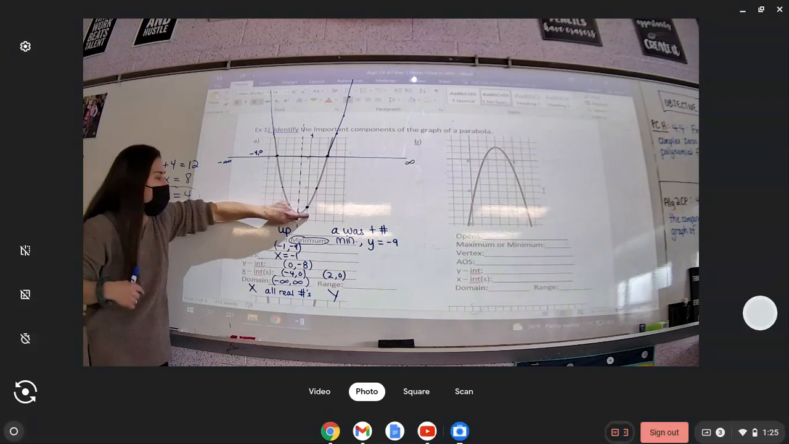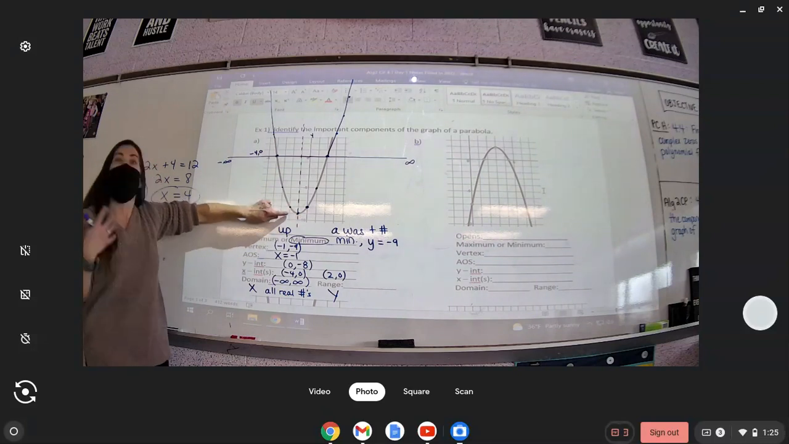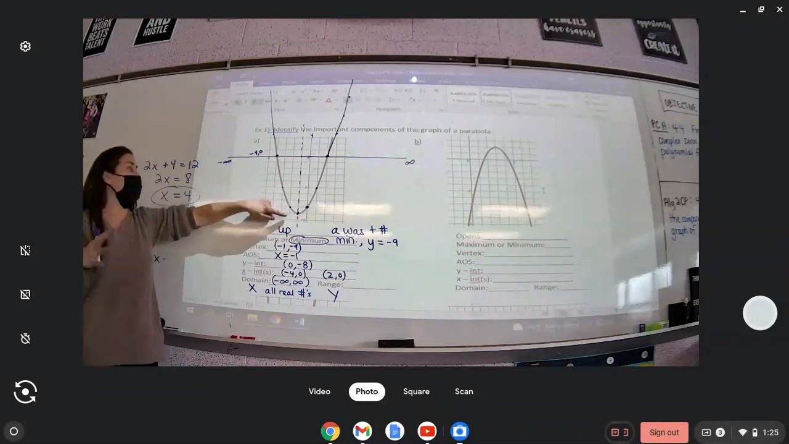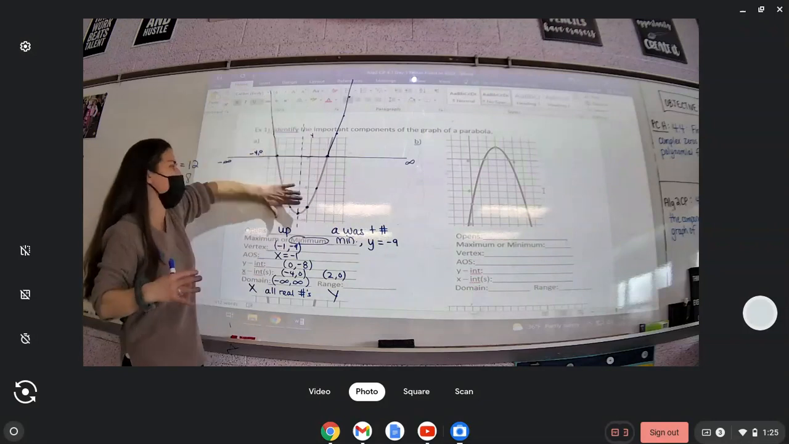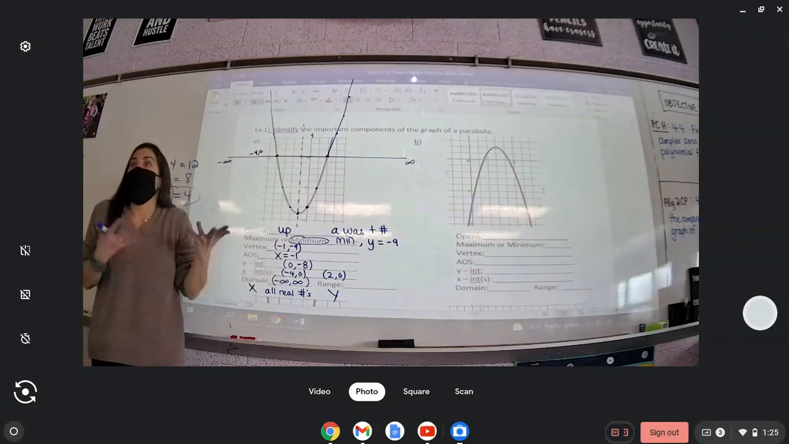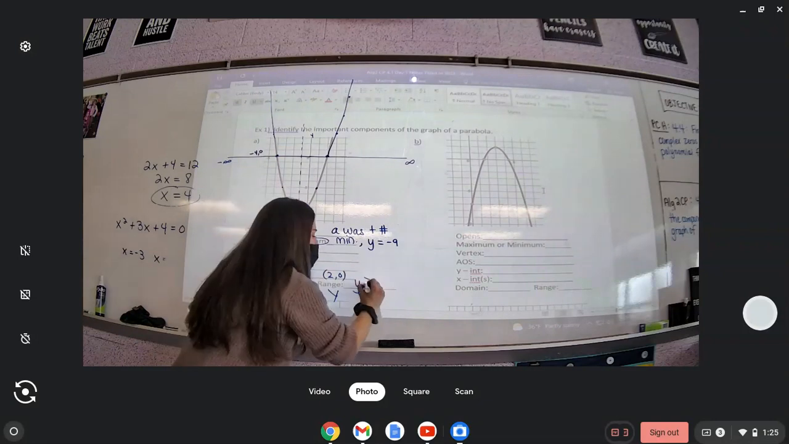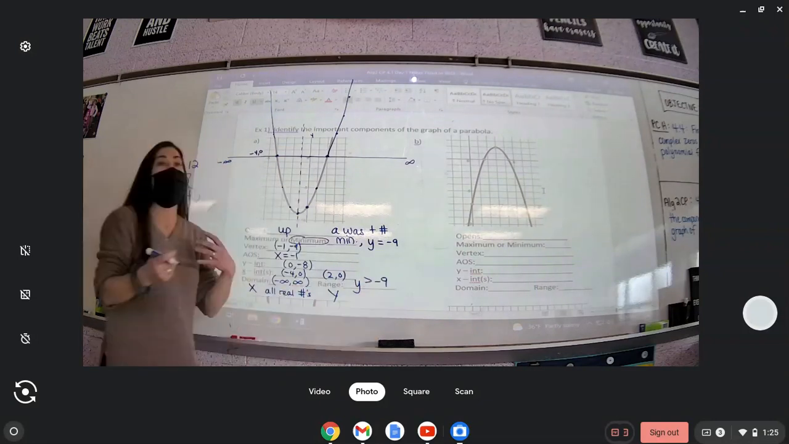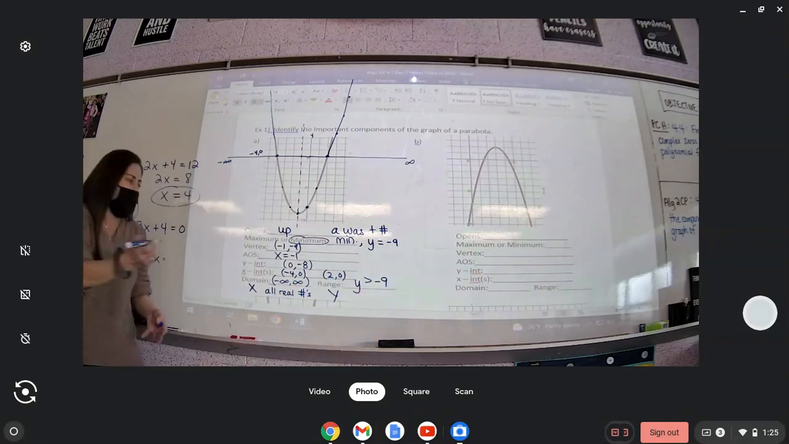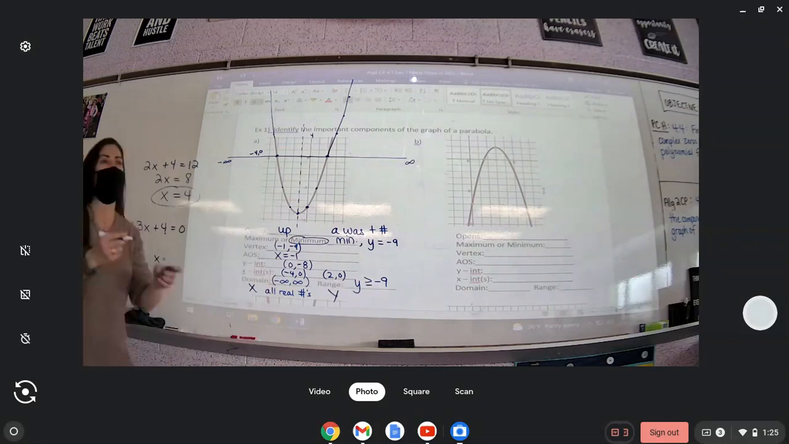So we don't have a highest number for y, but we clearly have a lowest number for y. Who's the lowest y value this graph ever got to? -9. And then all the other y values were what compared to -9? Bigger. So we're going to say the y values are any numbers that are greater than -9. And then because -9 was the vertex, it can equal it. That's still a point on the graph.